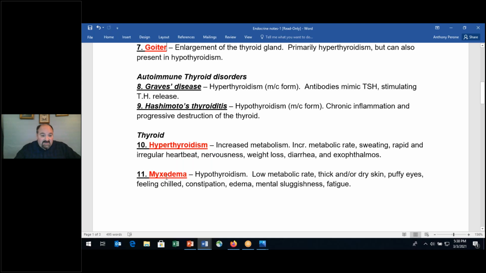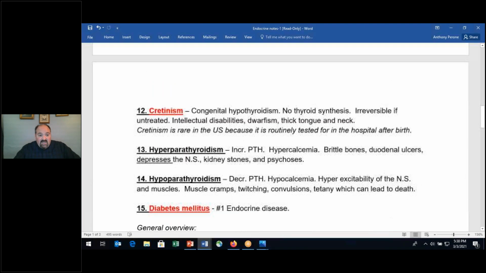Hypothyroidism is also known as myxedema, and congenital hypothyroidism is where there's no thyroid synthesis whatsoever. We can treat this, and it's checked very early on for children. Cretinism is rare in the US because it's routinely tested for in the hospital after birth, right? This can lead to intellectual disabilities, dwarfism, so short in stature, thick tongue and neck, almost like a web type neck. This would be cretinism. Very early intervention and treatment can be very helpful, okay?